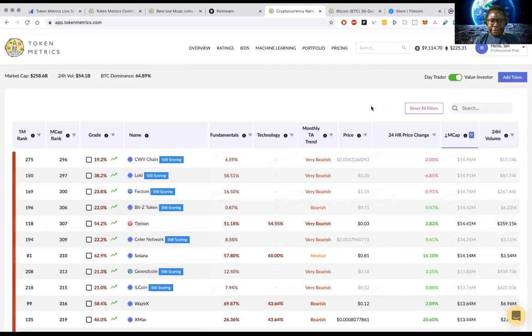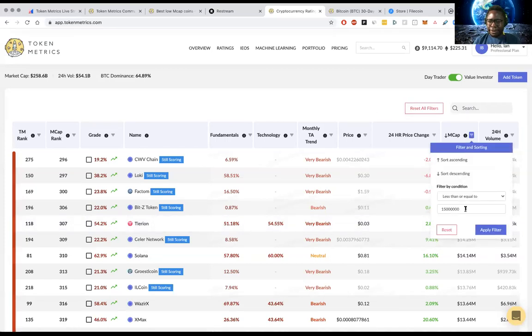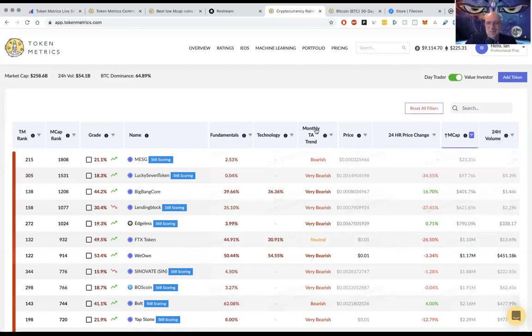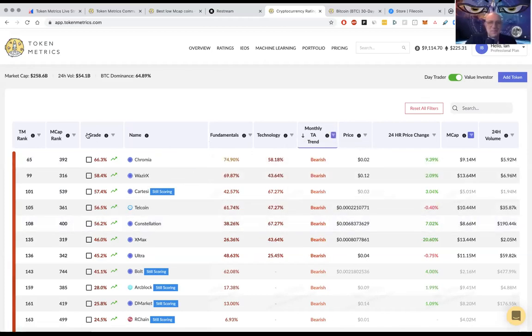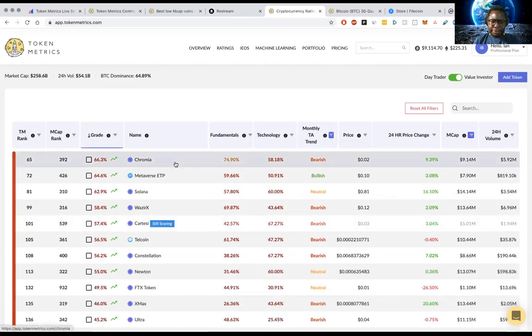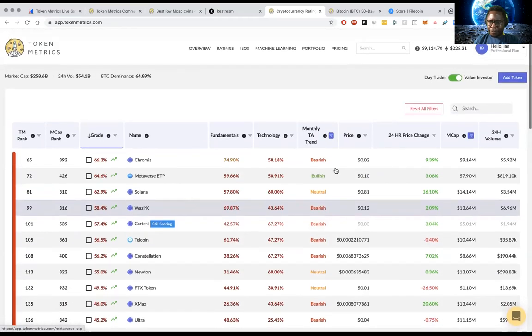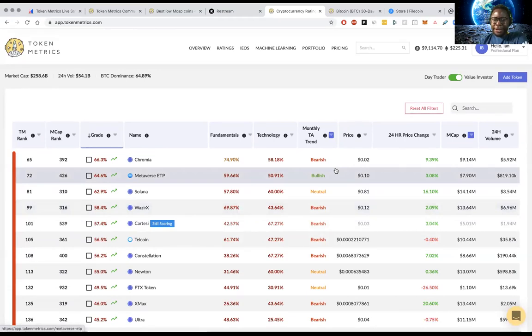Right. So I wanted 15 million market cap with neutral to, sort of like lukewarm technicals, neutral, bearish, slightly bullish. I've done this here in line. So market cap, less than equal 15 million. And then TA, you said bullish, neutral, and bearish? Bearish, right. All right. So that in a way gives us the same list. So Chromia, Metaverse, Solana. So pretty much you factor in the TA as well, which makes sense.